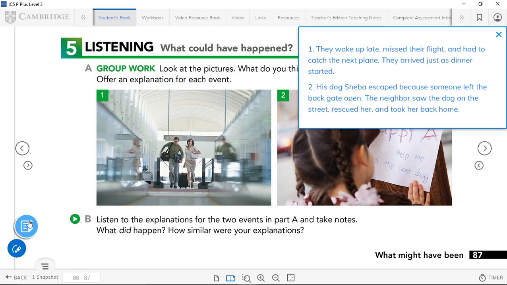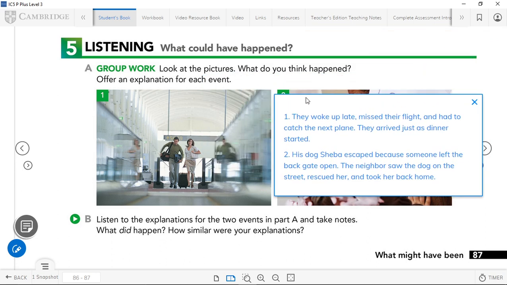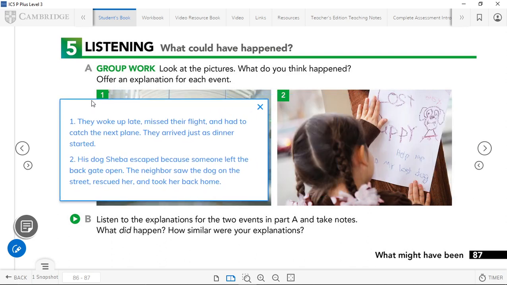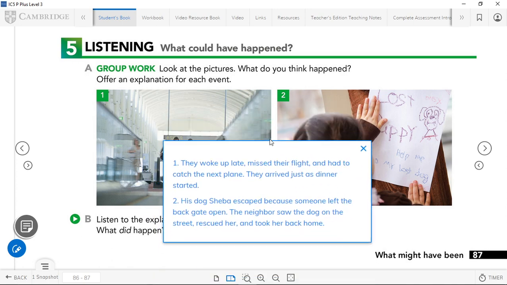Okay, let's talk. Well, on number one, they woke up late, missed their flight, and had to catch the next plane. They arrived just as dinner started, okay? And on number two, the dog Sheba escaped because someone left the back gate open. Their neighbor saw the dog on the street, rescued her, and took her back home. Interesting. Were your explanations similar to these ones? Please let me know in the comments down below.